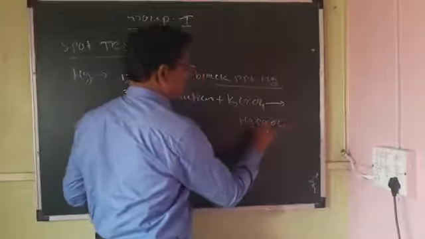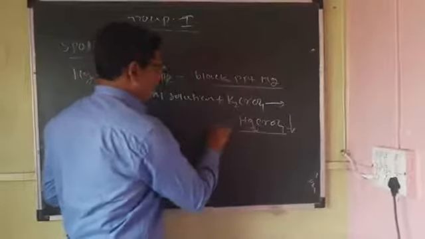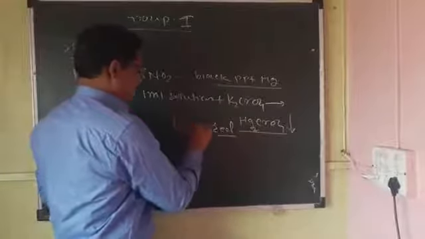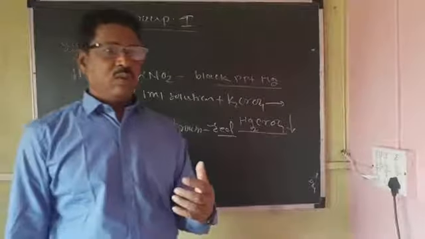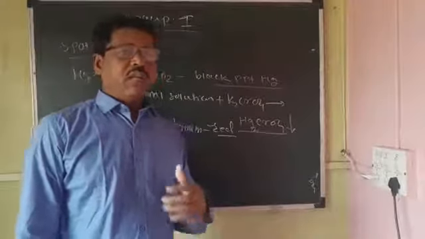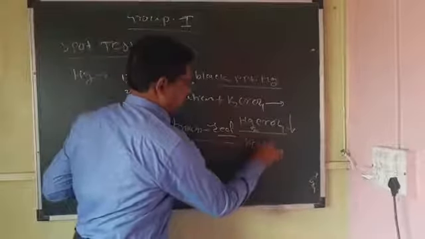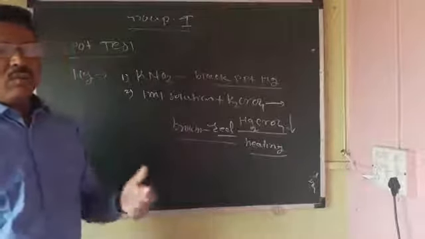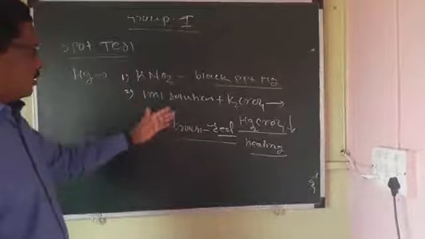The color changes from brown to red precipitate of mercurous chromate on heating. This is the confirmatory test for mercurous. These are the two tests.